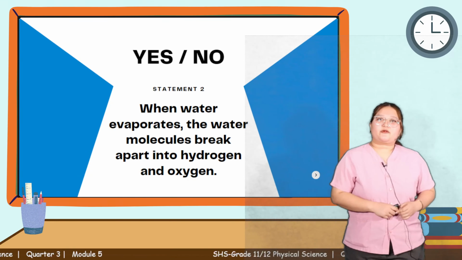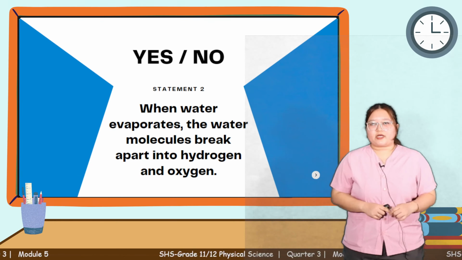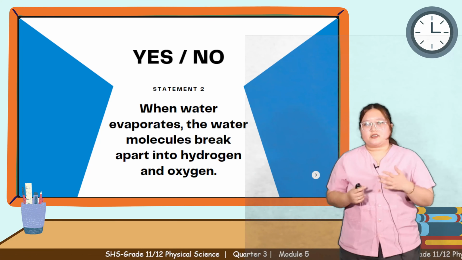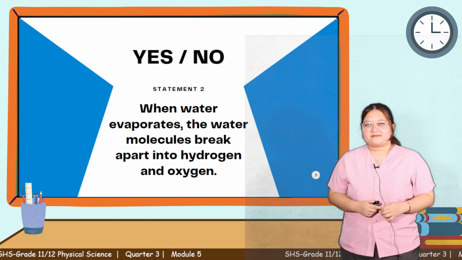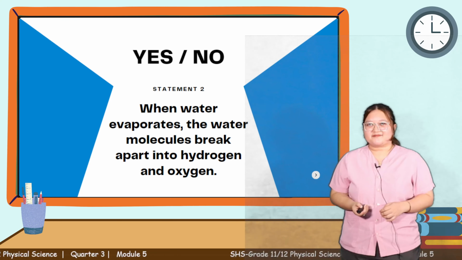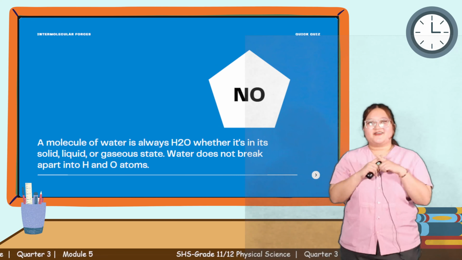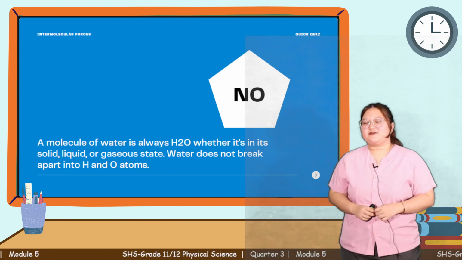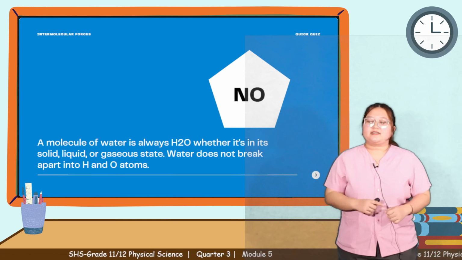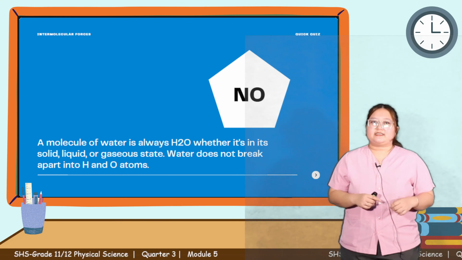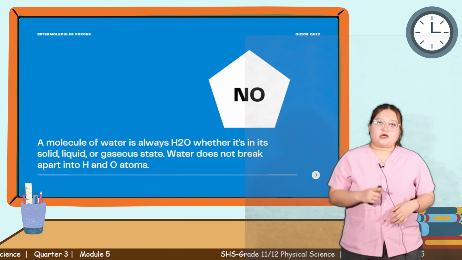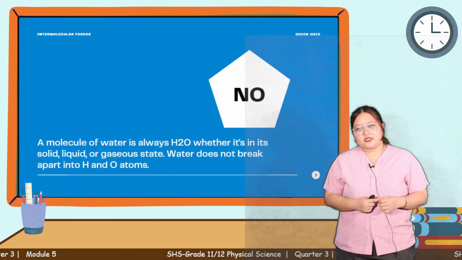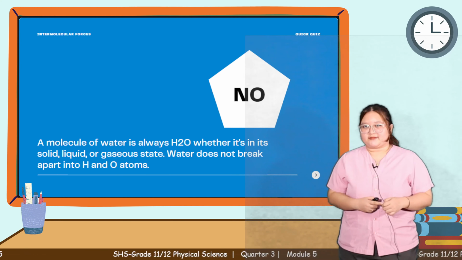When water evaporates, the water molecules break apart into hydrogen and oxygen. Yes or no? The answer is no. Very good. Okay, so a molecule of water remains a molecule of water whether it's in its solid, liquid, or gaseous state. Water does not break apart into hydrogen and oxygen atoms.